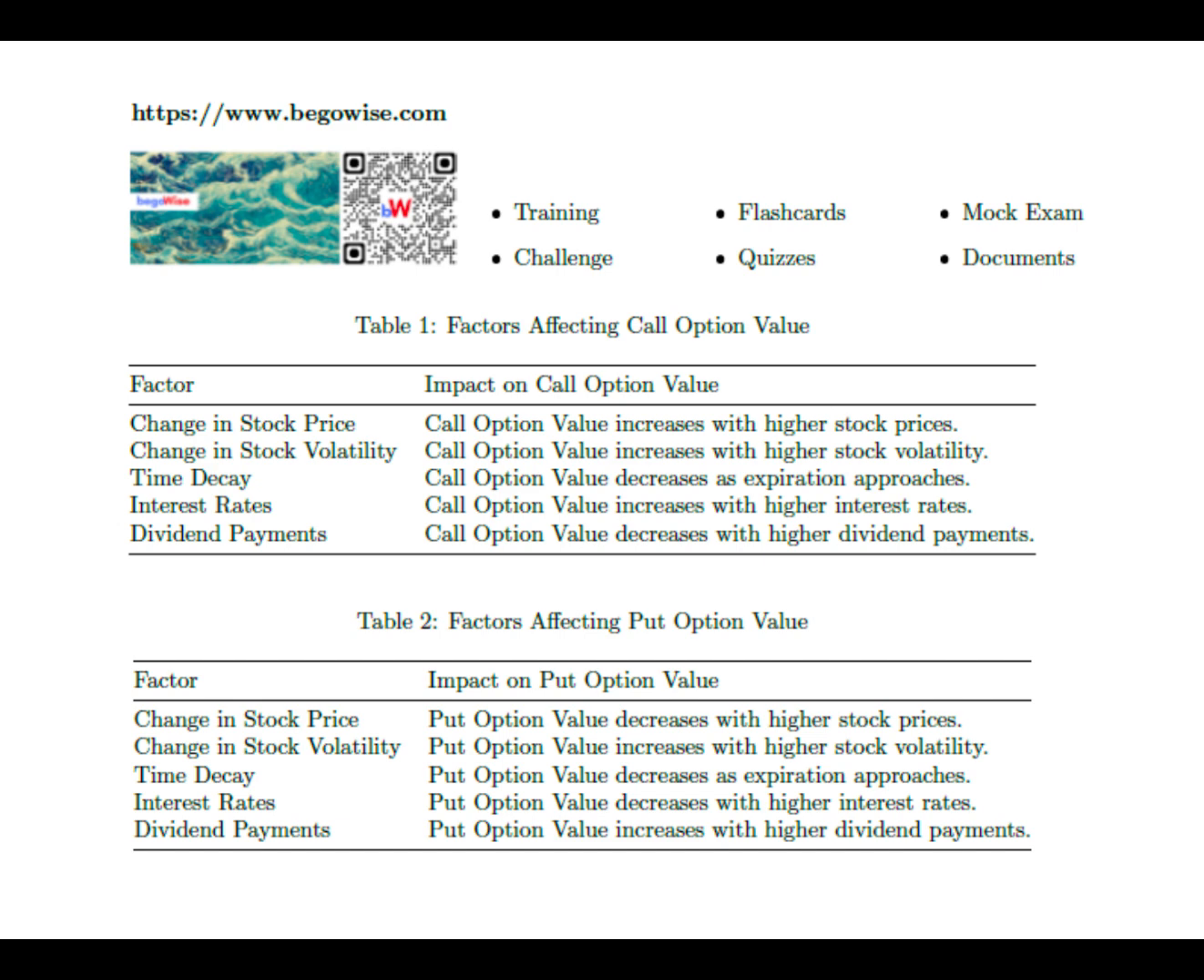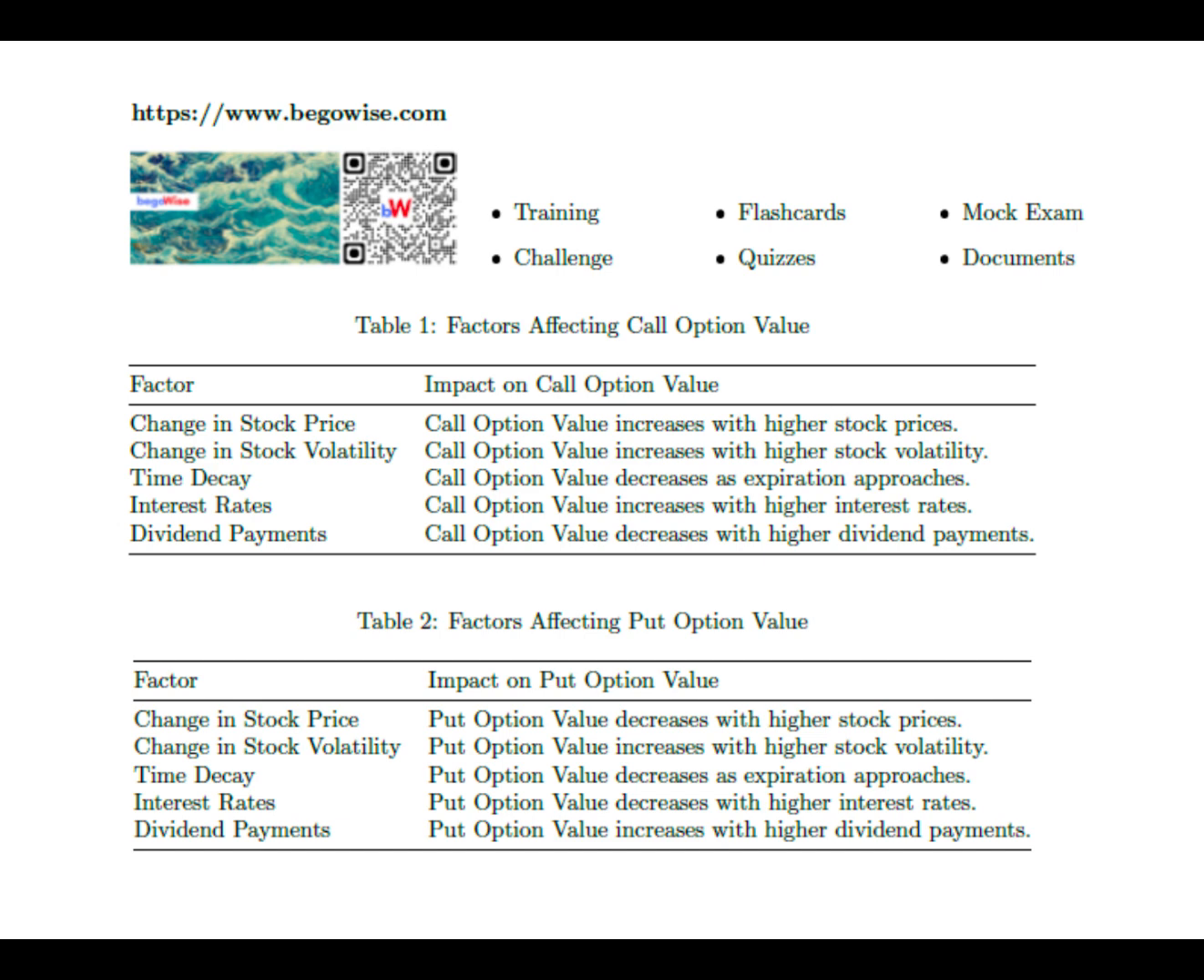4. Interest rates. When interest rates go up, the cost of holding money goes up. This makes the ability to buy a stock later with a call option more valuable because you're effectively locking in a better price now compared to paying more later. Thus, higher interest rates increase the value of call options.